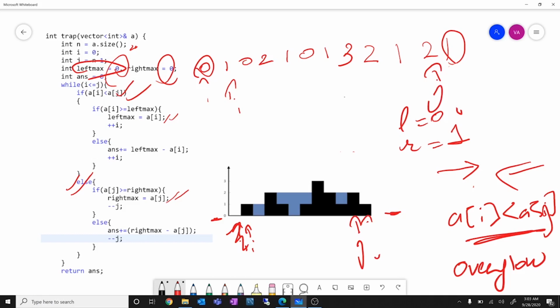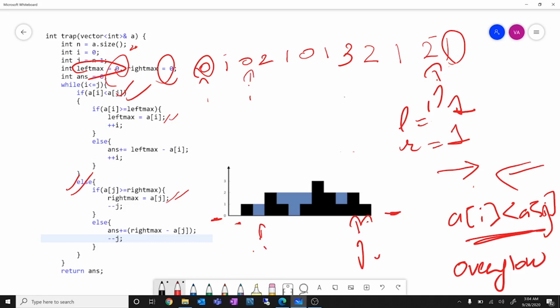Now in the next iteration, is my a of i less than a of j? Yes, you can see that a of i is 1 and a of j is 2. This is a of j and this is a of i. But now, is a of i greater than or equal to left max? Yes, it is, since a of i is 1 and left max is 0. So I'll update my left max to 1, and then simply increment my i. Now my i comes over here.